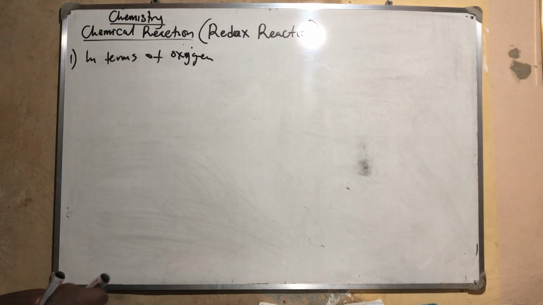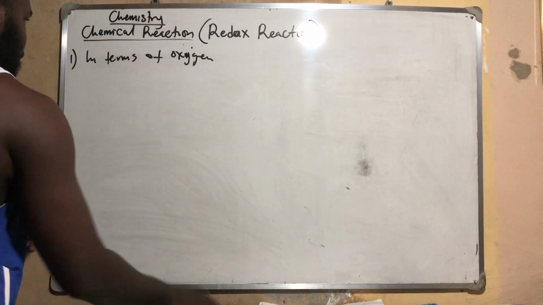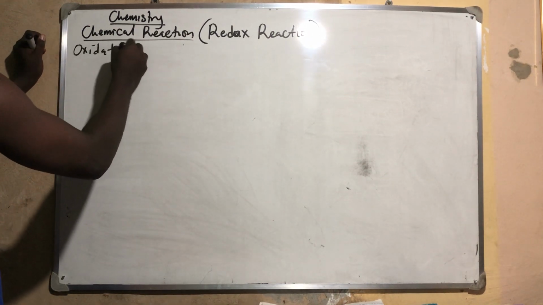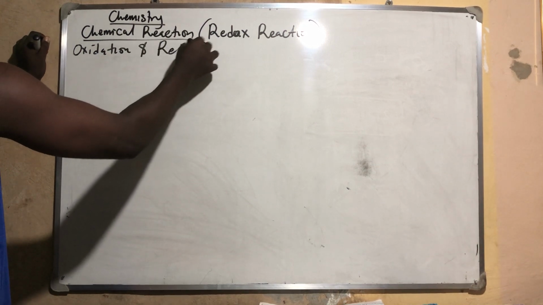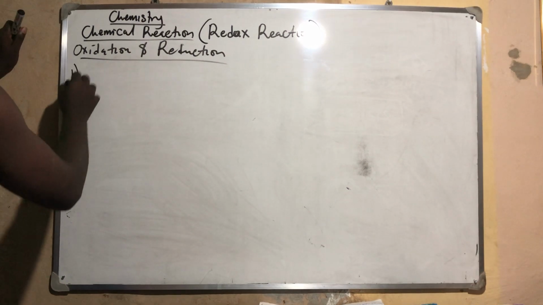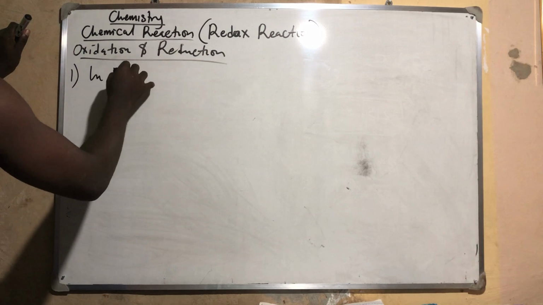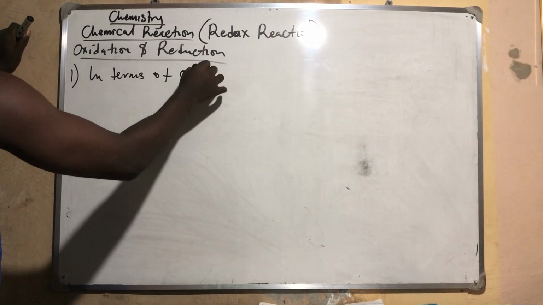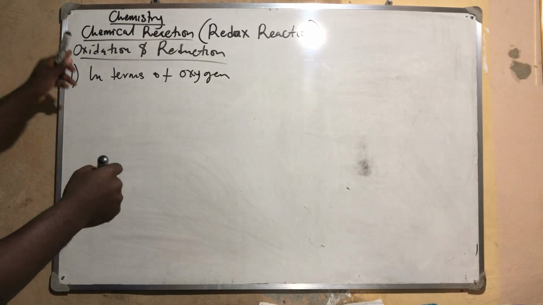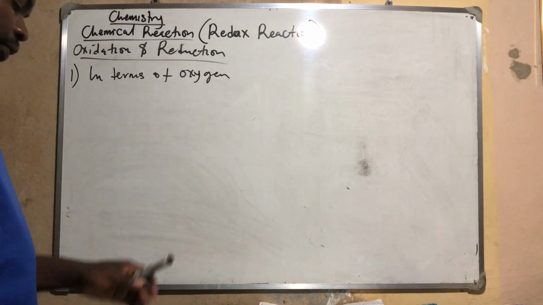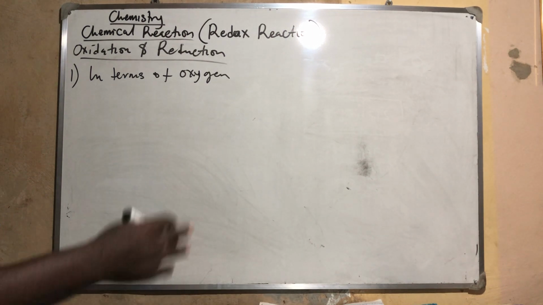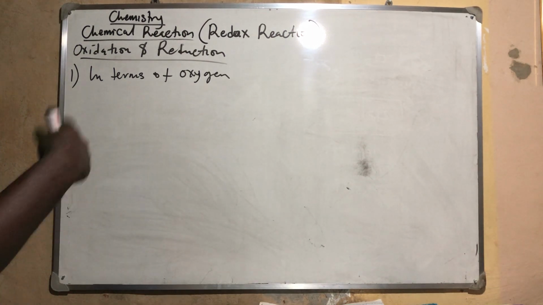Now, let's define oxidation and reduction in terms of oxygen. From the word oxidation, you will know that oxygen is involved. So, oxidation is the addition of oxygen, while reduction is the removal of oxygen.